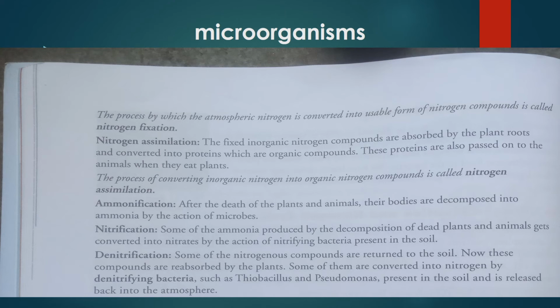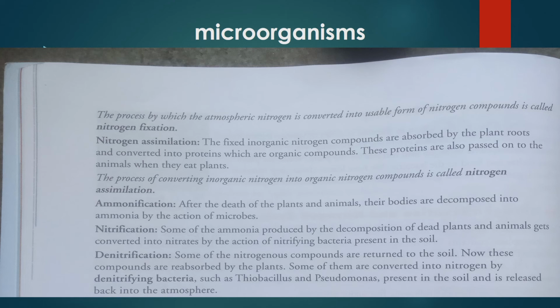Then after nitrogen assimilation, the next step is ammonification, meaning formation of ammonia. After the death of plants and animals, their bodies are decomposed by decomposers, for example bacteria and other microbes, and converted into ammonia. The formula is NH3. In other words, the nitrogen that transfers into the soil from the plant body after death is added with hydrogen and forms ammonia. This is called ammonification. And after ammonification, the next step is nitrification.